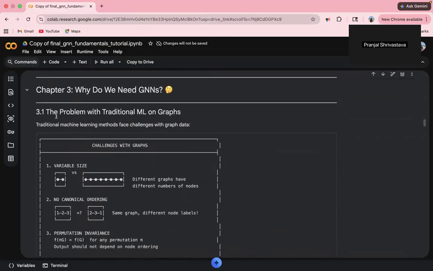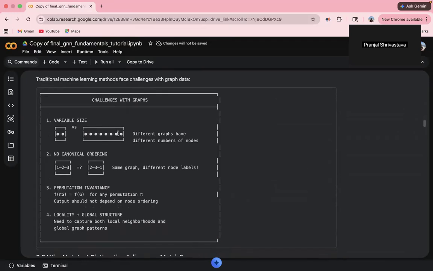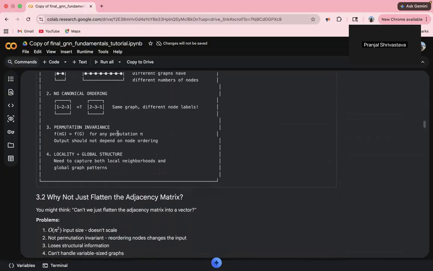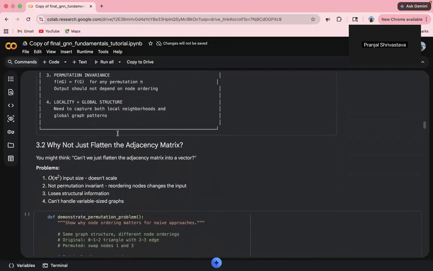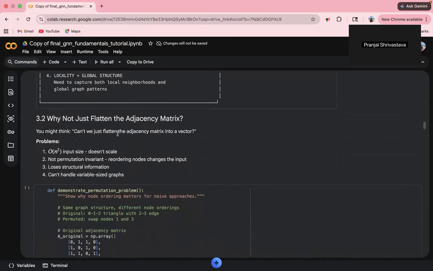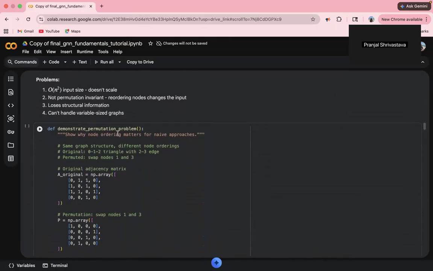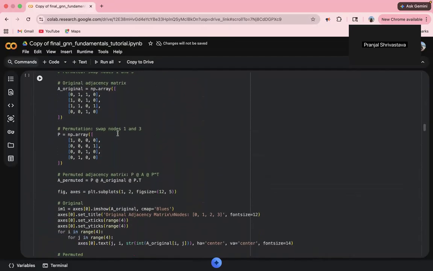Why do we need GNNs? Here's the core challenge. If you naively flatten an adjacency matrix into a vector and feed it to a standard neural network, a problem emerges. The same graph with different node ordering produces completely different vectors. The network treats them as different inputs, even though they are structurally identical. A good graph model must be permutation invariant. Swapping node labels should never change the output. This is exactly what GNNs are designed to guarantee.